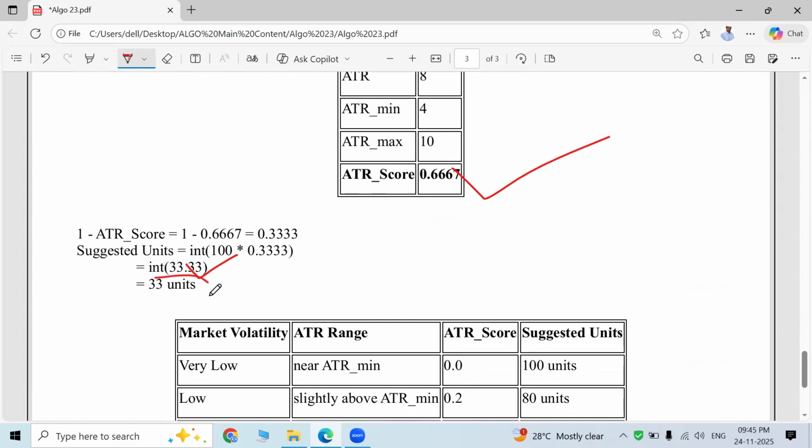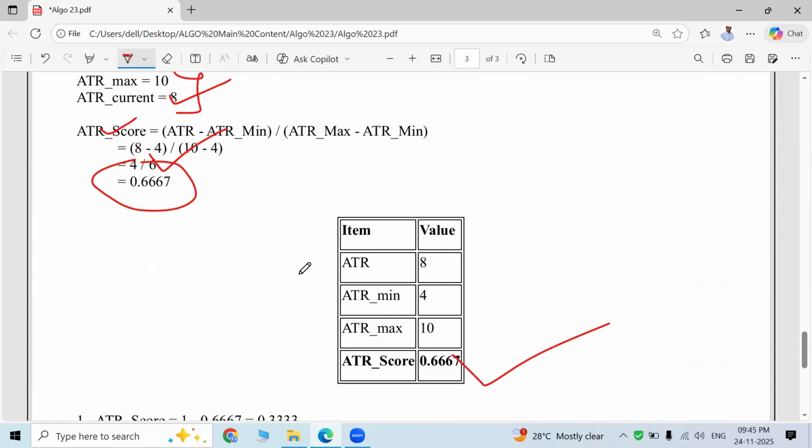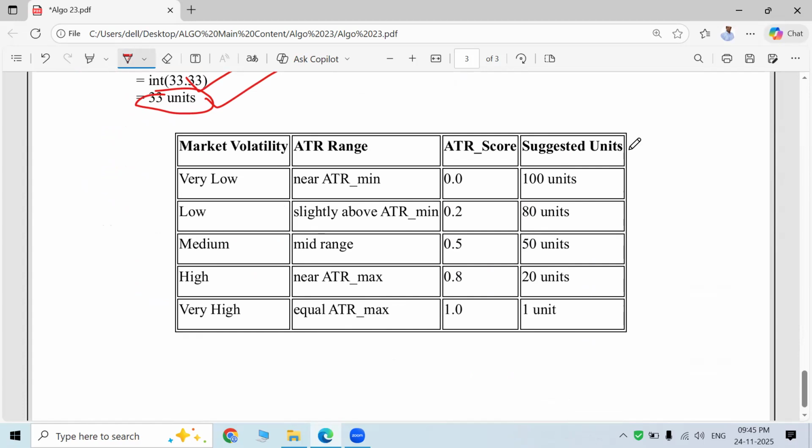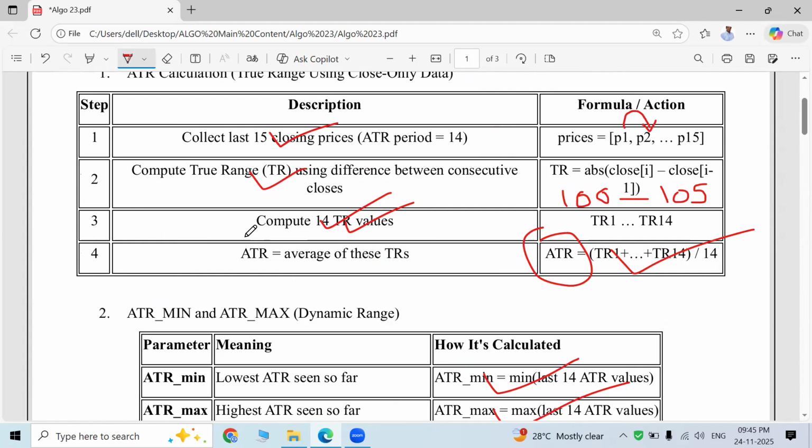So it says, okay, the market volatility ATR score is 0.66. That means you must trade only with 33 quantity, not more than that. That is the exact meaning of it. Based on this we can calculate, with different ATR scores, what would be the number of units and the calculation. Okay, let me explain this one more time.